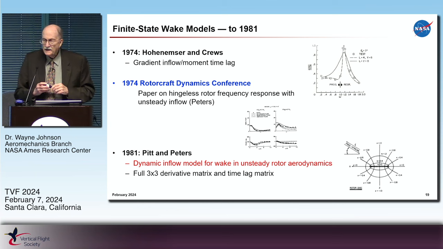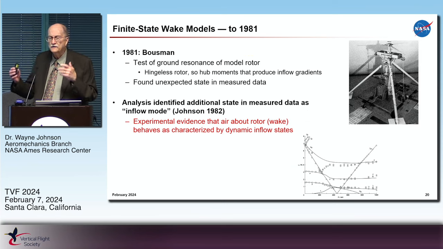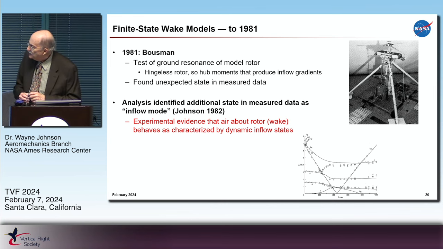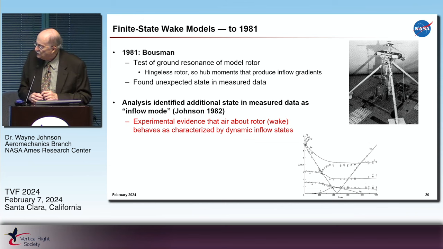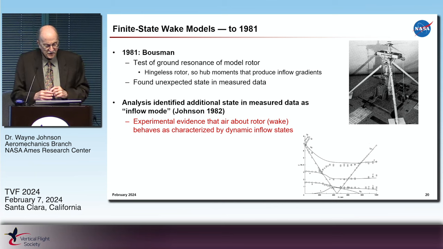In the early 80s, Bill Bousman did an interesting little test of ground resonance on a mono rotor. It was a hingeless rotor, so it developed hub moments that could produce inflow changes. And he found an extra state. He basically found all of the states in the test. On the bottom right, there's the frequency versus RPM. The top two there are pitch and roll, ground resonance test. But he found the bottom one, and it wasn't supposed to be there.